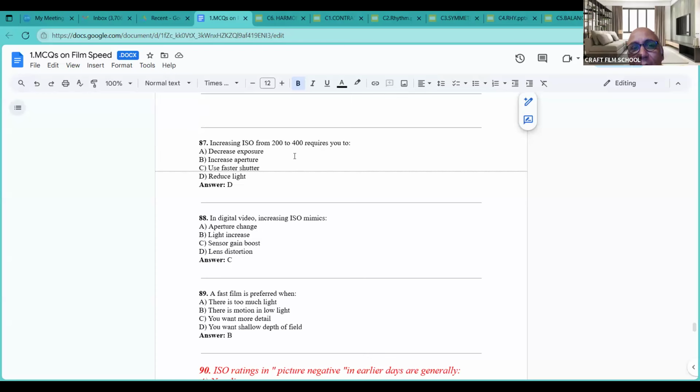They have not mentioned it here. I would say decrease exposure by one stop to make the answer more appropriate. Okay, that is one way.